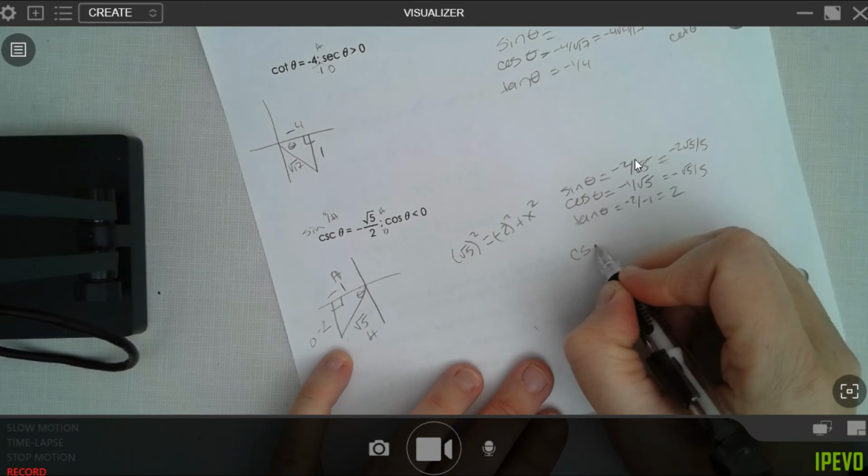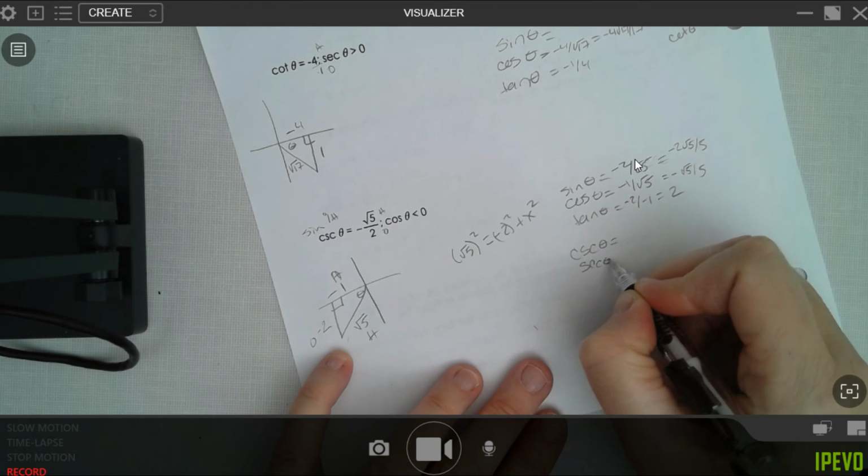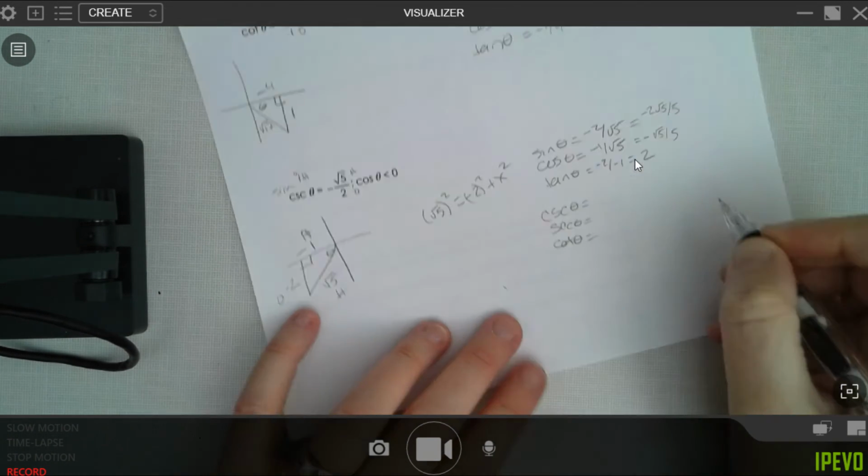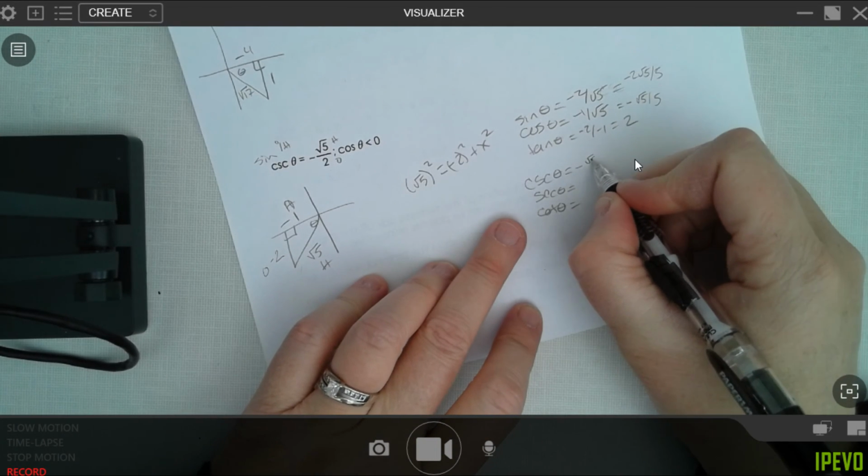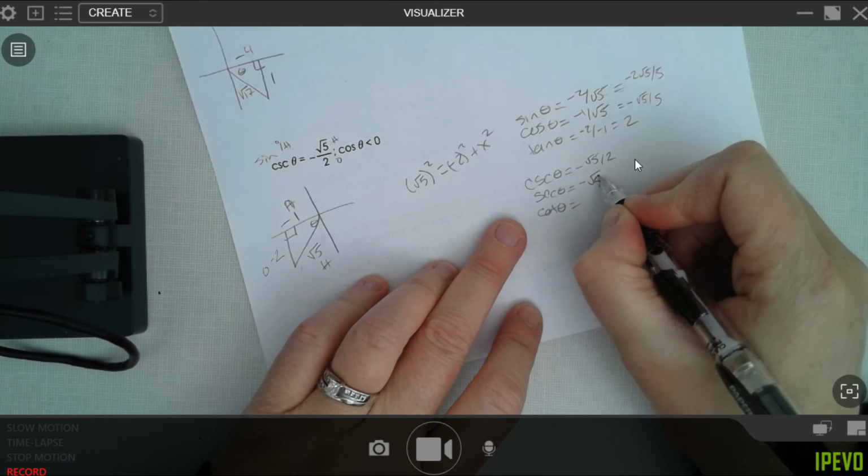And then cosecant theta, secant theta, and cotangent theta. Doing all the reciprocals would be negative square root of 5 over 2, negative square root of 5, and 1/2.